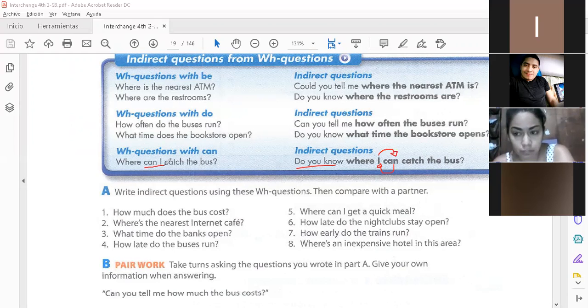Is that one clear? Guys? Yes. All right. Now, this is what I wanted you to do. Here, you have a couple of questions. How much does the bus cost? Now, van a empezar acá. Si tiene do o does, ocupamos esta. Aquí ustedes tienen que buscar el patrón. Se los digo en español para que todo esté muy claro, porque no es el material de la página web. If you have do, you're going to use do. If you have is, you're going to use this structure. If you have can, you're going to use this structure. So you can refer to the right structure.